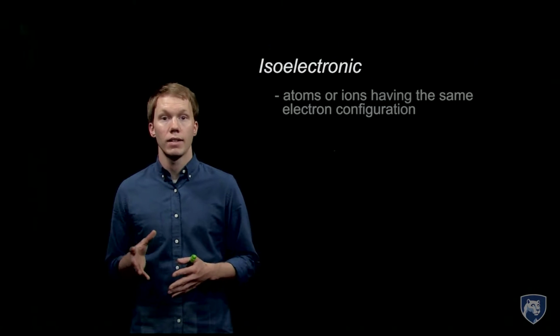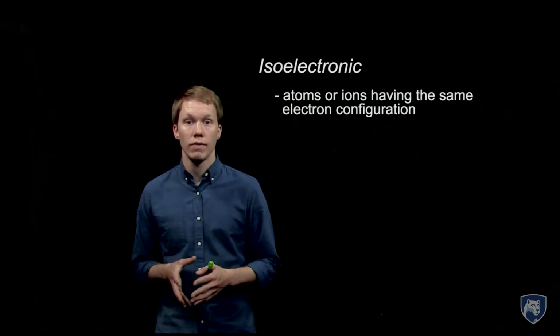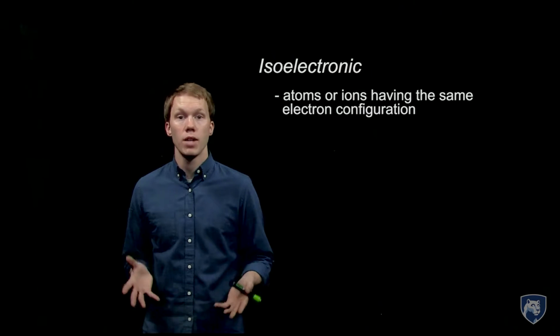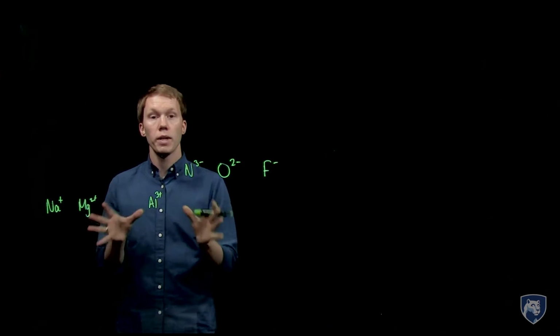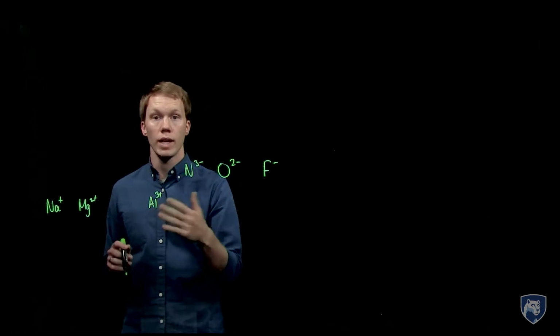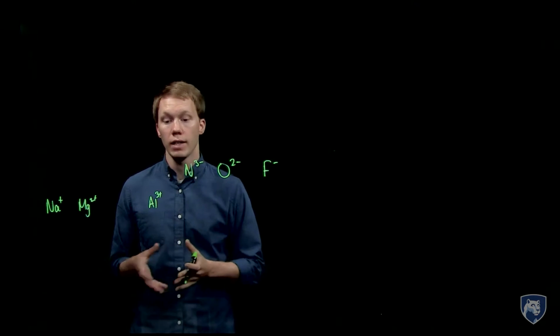We're also going to look at the trends in ion size in an isoelectronic series. Isoelectronic means that the atoms or ions have the same electron configuration and therefore the same number of electrons. If we look at this grouping of elements from the periodic table from rows 2 and 3, these 6 elements would all be isoelectronic.